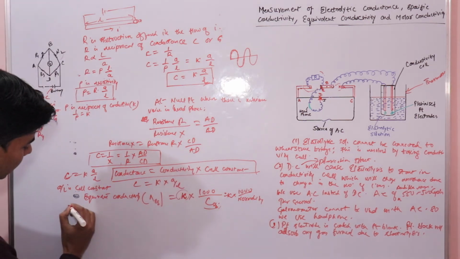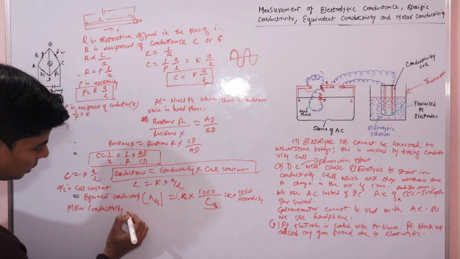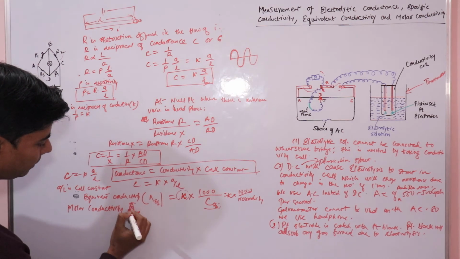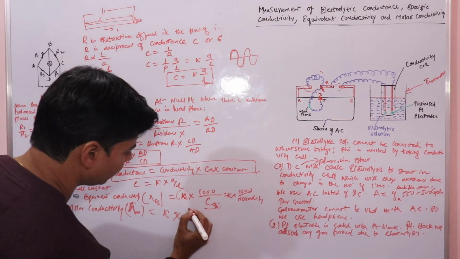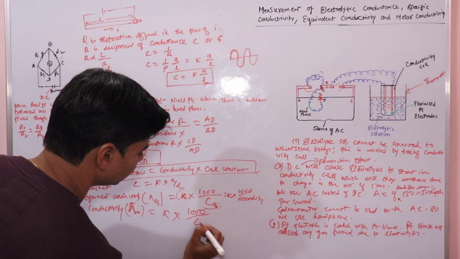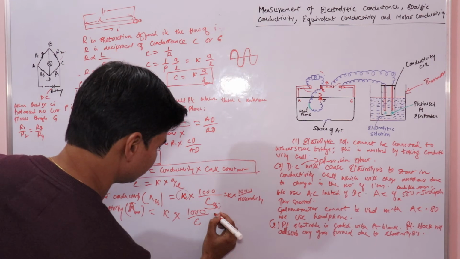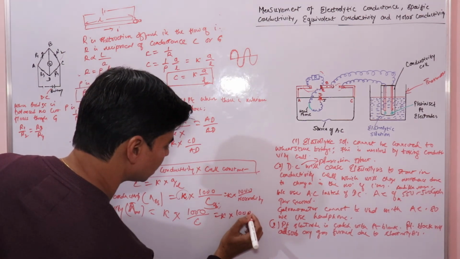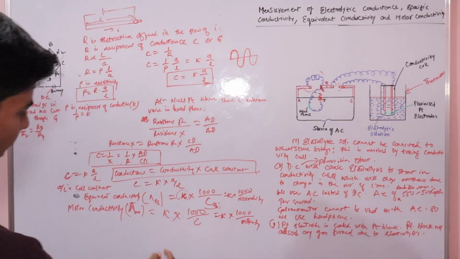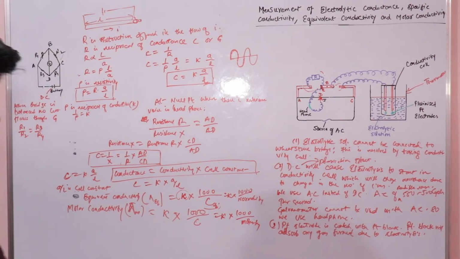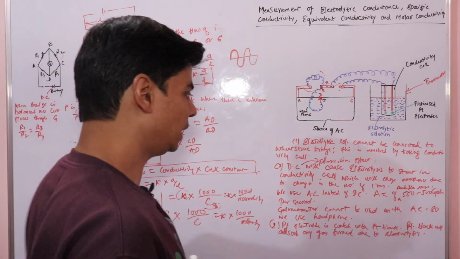Similarly, the molar conductivity is denoted by lambda m. This would be specific conductivity into 1000 upon C, right? Where C is the number of moles per liter, which is your molarity. This is conductivity into 1000 upon molarity. So in this case, once you know molarity and conductivity, you can calculate the molar conductivity, right? So this is how you do all these calculations, right?